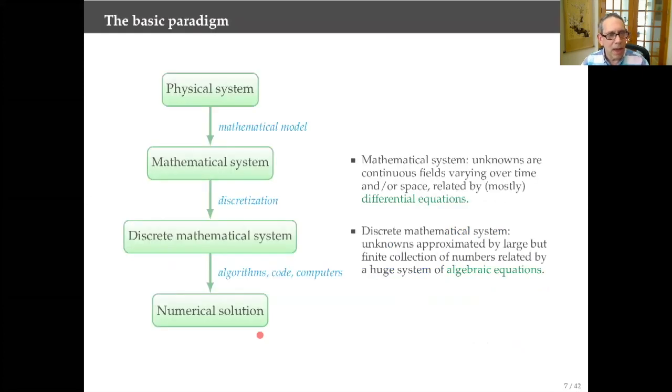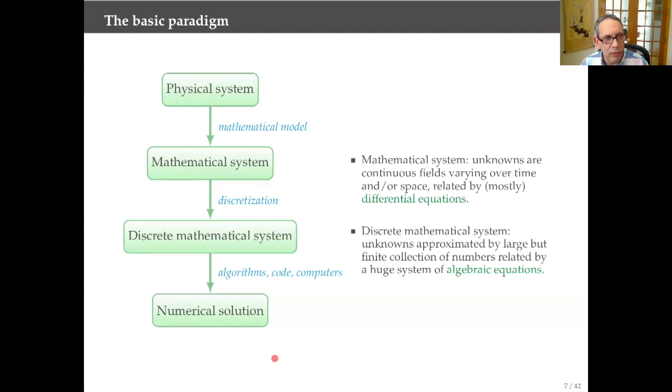Okay, what's the basic paradigm? What are we talking about? Well, we start with a physical system, like maybe a golf ball going through the sky and the air surrounding it. Now we can't subject that to mathematical analysis. There's no mathematical theorem that starts, "Let G be a golf ball and let A be the surrounding atmosphere," because those are not mathematical objects.